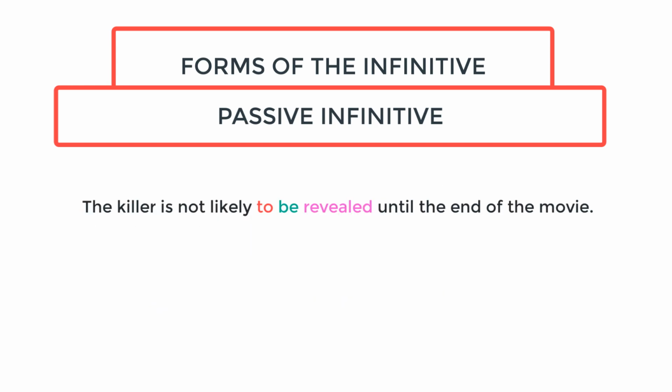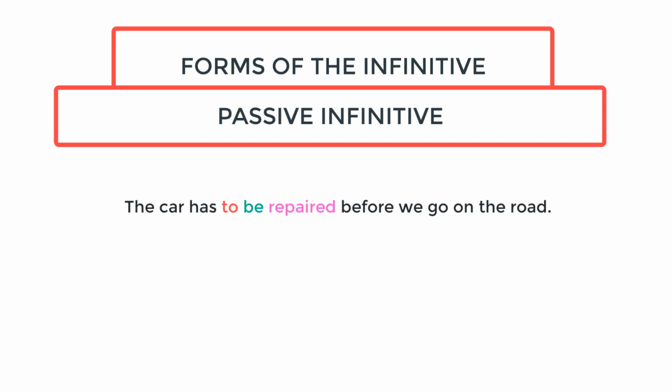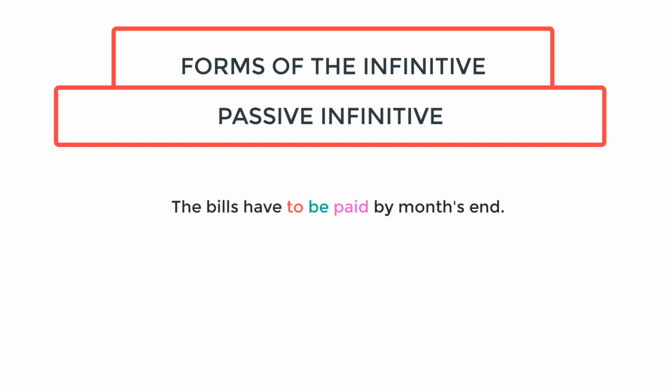The killer is not likely to be revealed until the end of the movie. The car has to be repaired before we go on the road. The bills have to be paid by month's end.